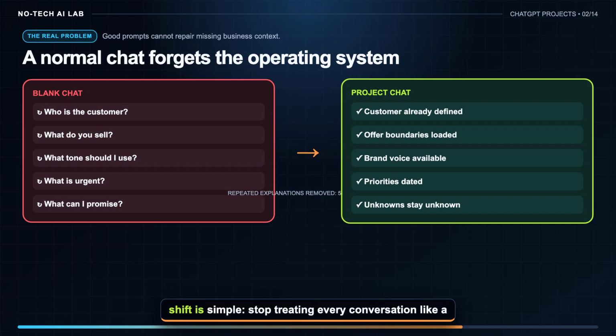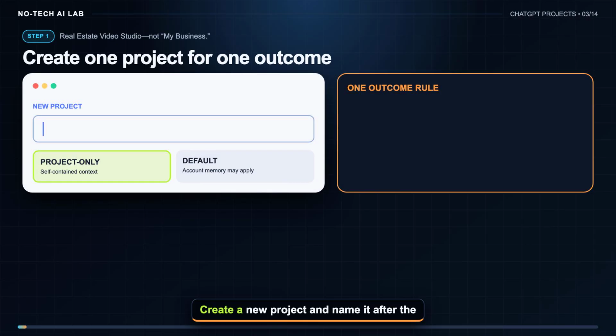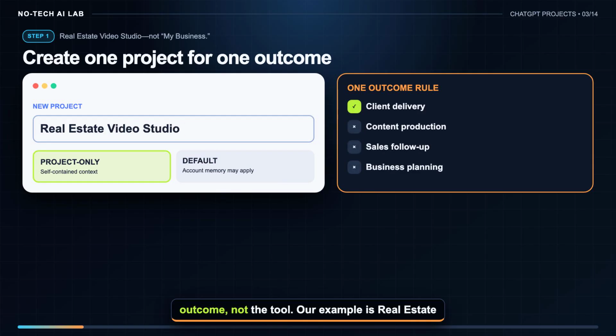The useful shift is simple. Stop treating every conversation like a first meeting. Build one small operating system, then open a fresh chat inside it whenever the job changes. Create a new project and name it after the outcome, not the tool. Our example is Real Estate Video Studio. A narrow project stays useful because every file and conversation serves the same customer and offer. If you mix personal errands, client delivery, content ideas, and accounting in one space, the context becomes noisy.